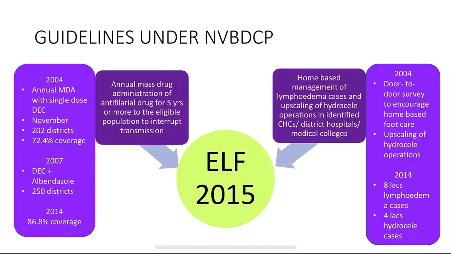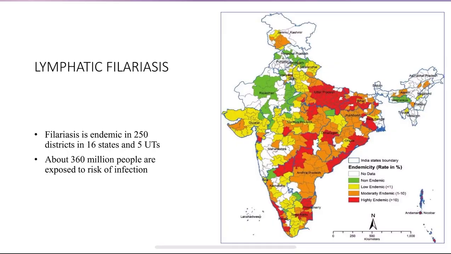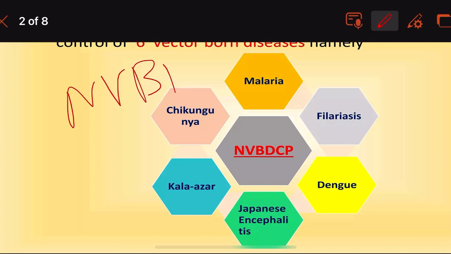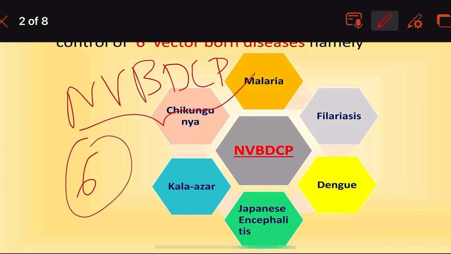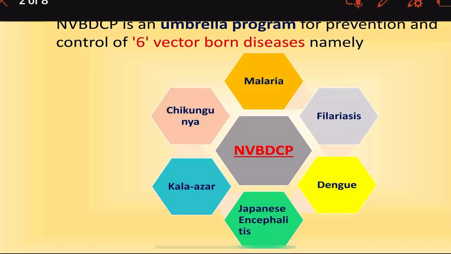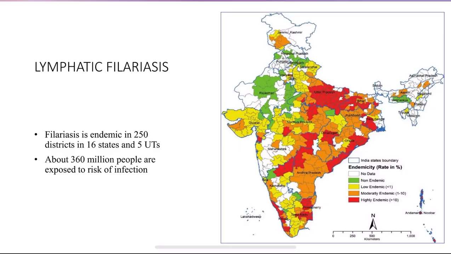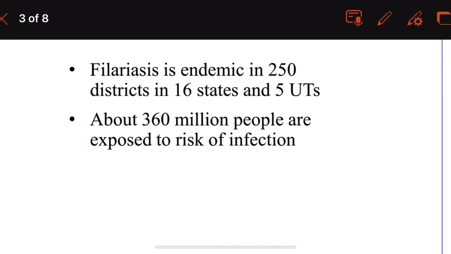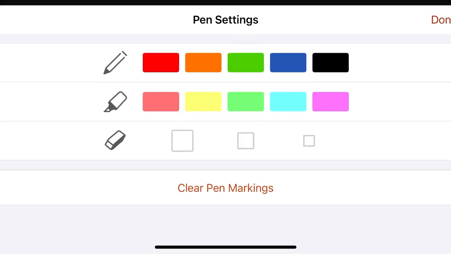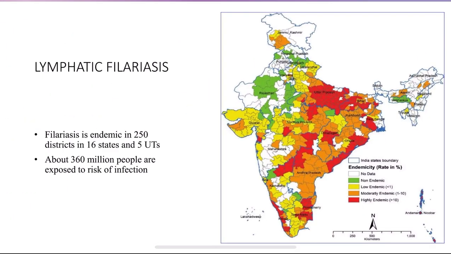So this is all about the program Elimination of Lymphatic Filariasis. Let us brush through the key points. It comes under the National Vector-Borne Disease Control Program. It includes the 6 vector-borne diseases. Name them and tell. And now we are going to discuss filaria. First, you need to name all of the 6 vector-borne diseases which fall under this NVBDCP. Following, you can say how many districts it was endemic in. It was endemic in 250 districts, 16 states and 5 union territories. And about 360 million people are exposed to the risk of infection.